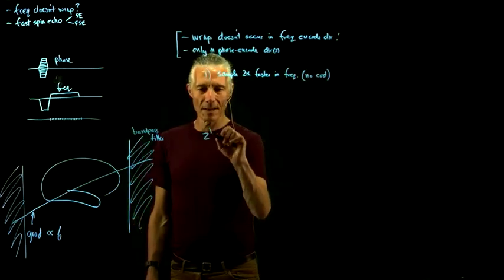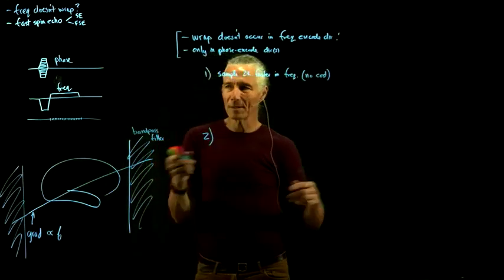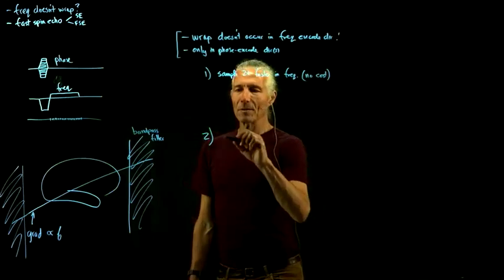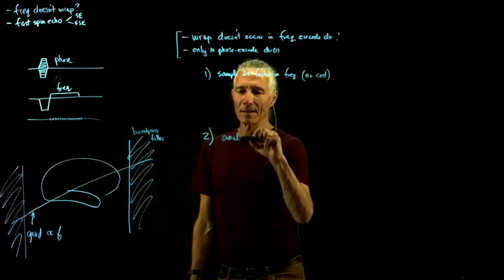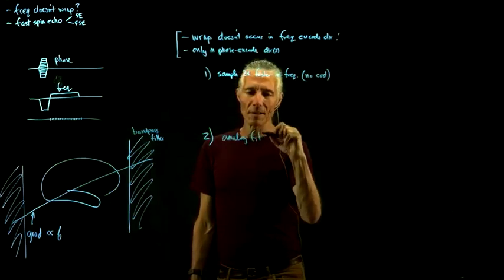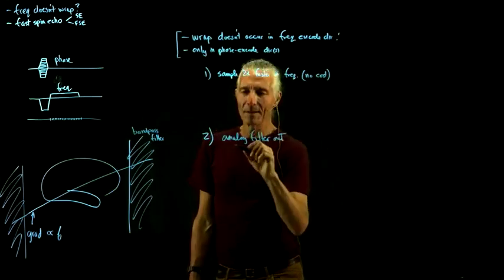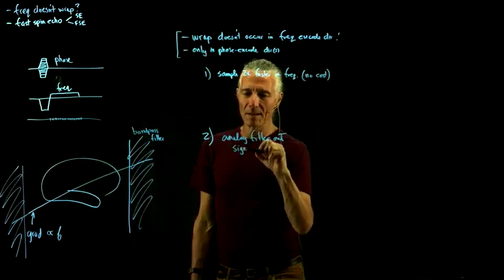So that was the second way. The first way was to expand the field, expand the wraparound. But you could, analog or digital, filter out the signal at the edge.